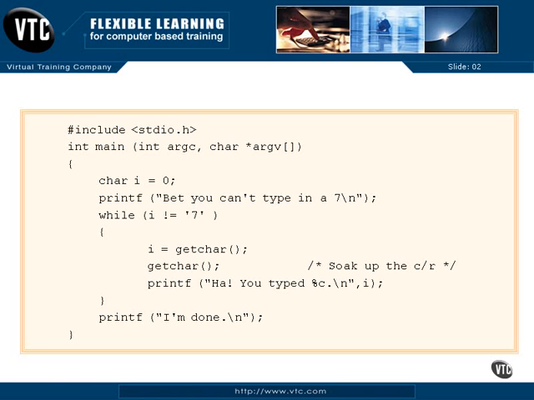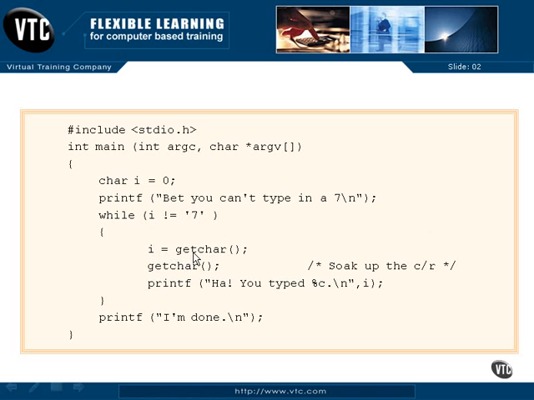And then we're going to start a while loop, and we're going to say while i is not equal to the character 7, not just a 7, make sure you get some single quotes around there. While i is not equal to a 7, which is what we told them they couldn't type in, we will get a character from the keyboard with getchar, or getChar, depending on how you like to say that.